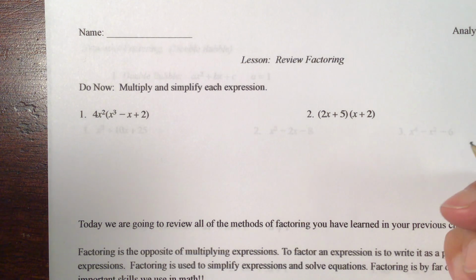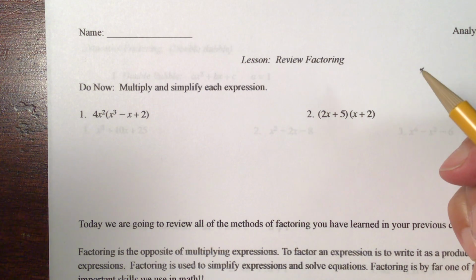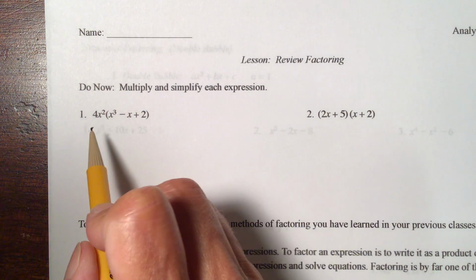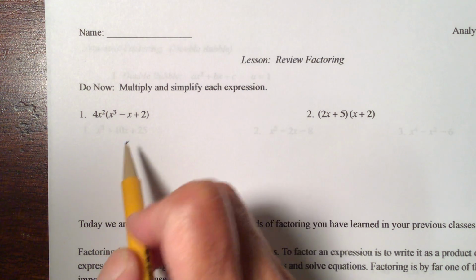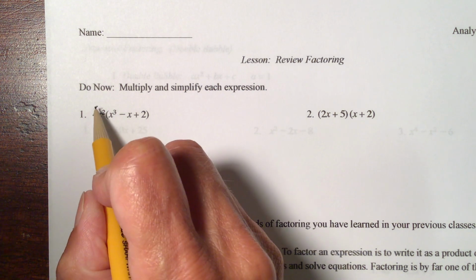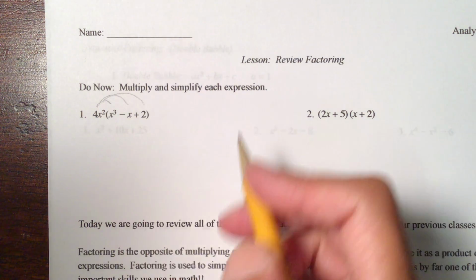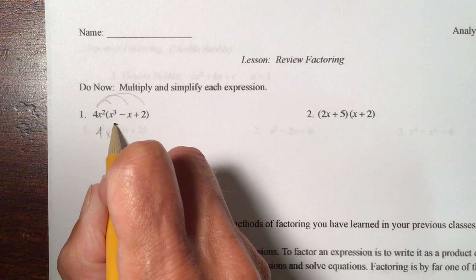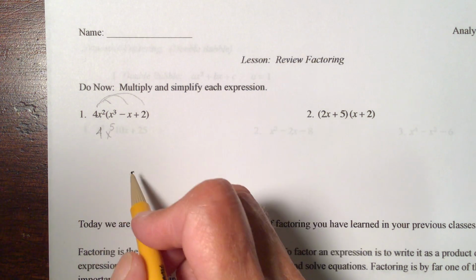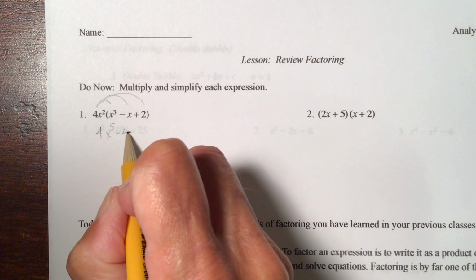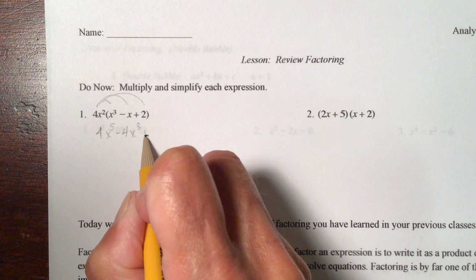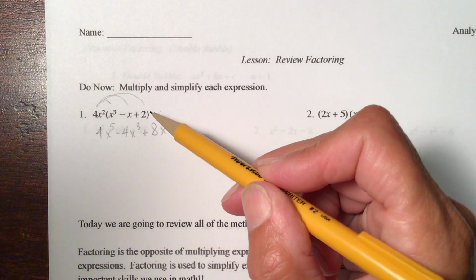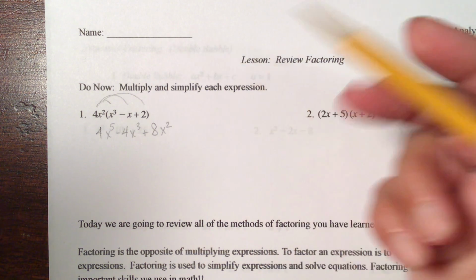Today our lesson will be a review of factoring. We're going to start with the do now, which is to multiply and simplify each expression. So if I take 4x squared and multiply it by x cubed minus x plus 2, I'm going to distribute each term onto each term in the set of parentheses, and I'll get 4x to the fifth, because when we multiply like bases, we add the powers, minus 4x cubed plus 8x squared. Okay. So this would be our factored form, and this is called standard form, just to remind you.